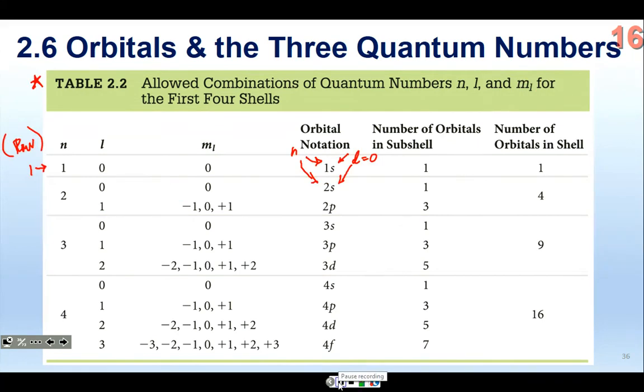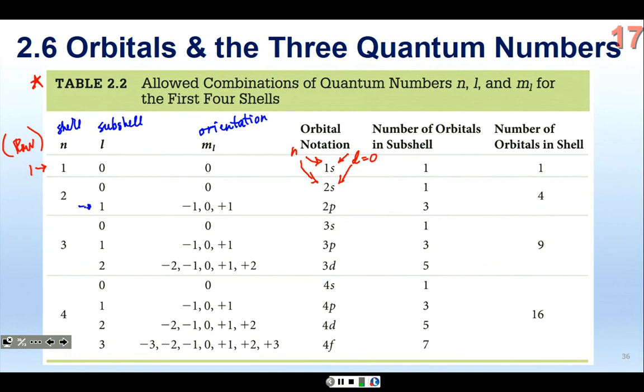When L equals 1, there's 3 possible values of the magnetic quantum number. Remember now that N tells us the shell, L describes a subshell, and M sub L is going to tell us the orientation of the possible subshells. They're going to derive from M sub L. So when L equals 1, there's 3 possible orientations, and those are only first found in the second shell. We don't have L equals 1 until the second shell.